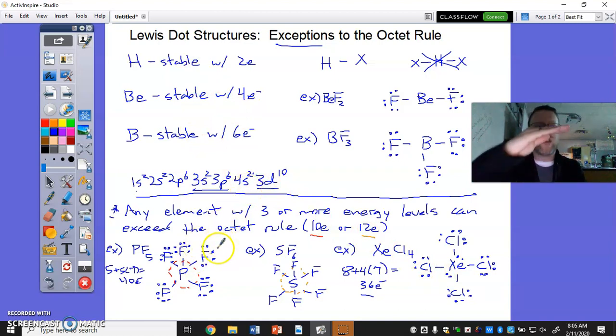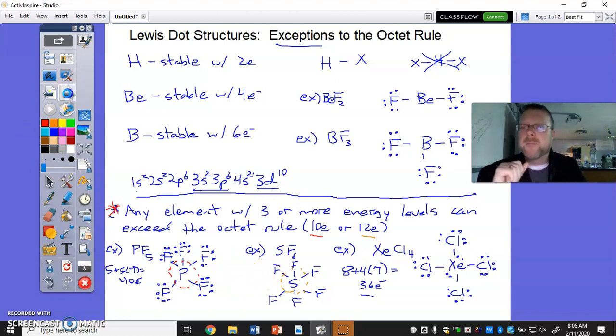And any element that's in the third row of the periodic table or below is going to have at least 3 energy levels and could possibly go to 10 or 12. Now, let me quickly talk about this just for a second. If there is a way to make an atom follow the octet rule for elements that have 3 or more energy levels, you should try to make it follow the rule first. Okay, so for these kinds of scenarios, try to make it follow the rule, but especially if you're connecting more than 4 atoms to that middle atom in the structure, you're going to have a really hard time doing that.